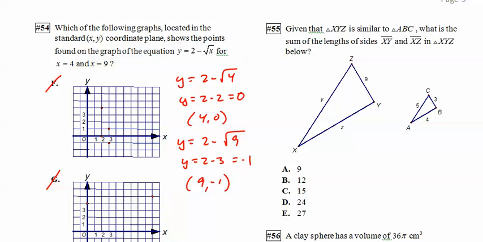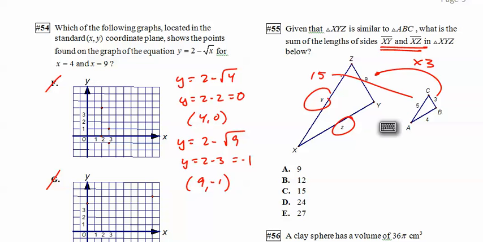Two triangles below. The hard part in this question is what they want. They want these two added together. So we know that it's a scale factor of 3. So this goes and becomes 15. This goes and becomes 12. Add them together, we get 27. Read the full question.